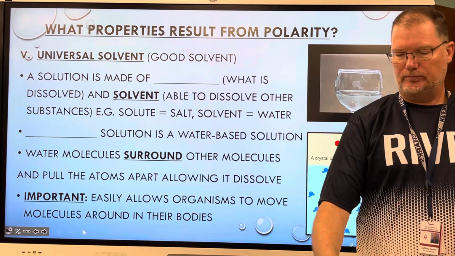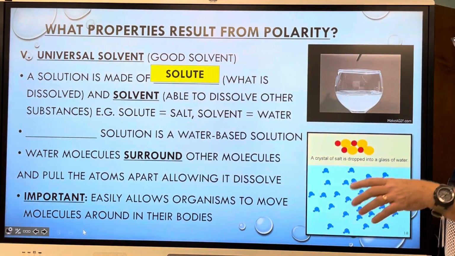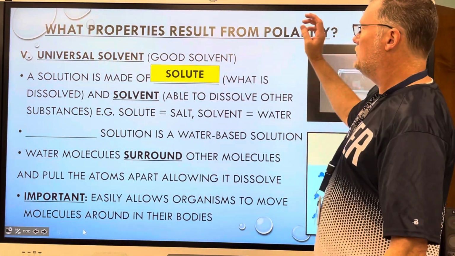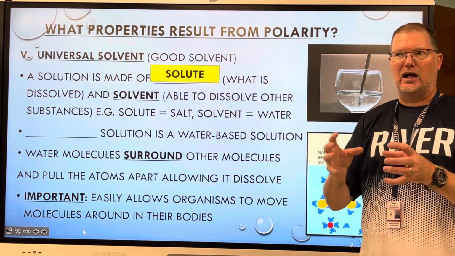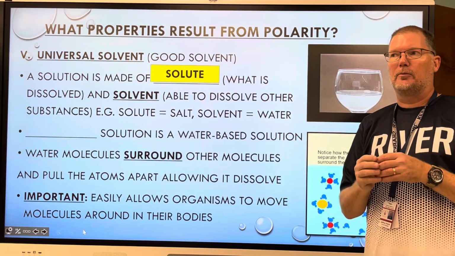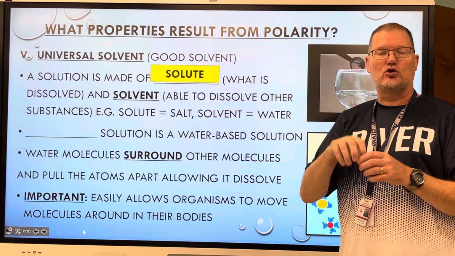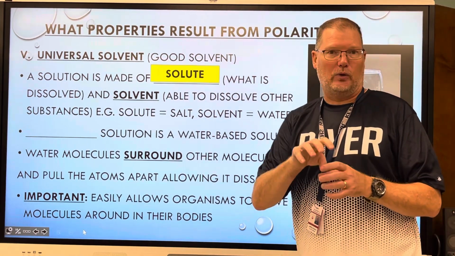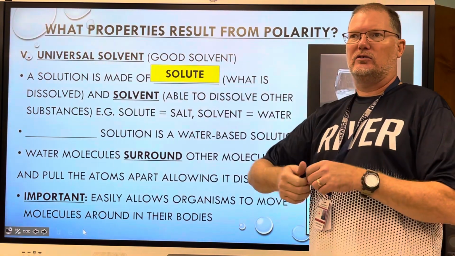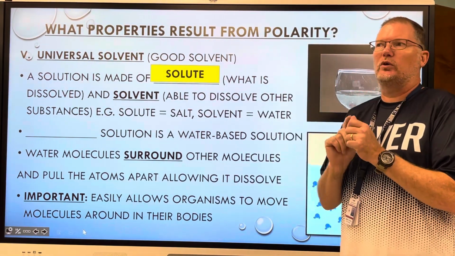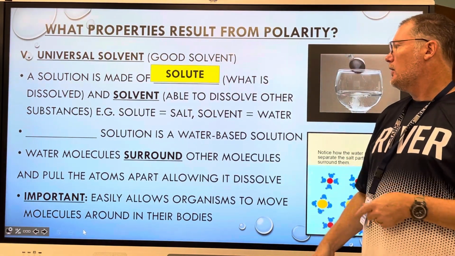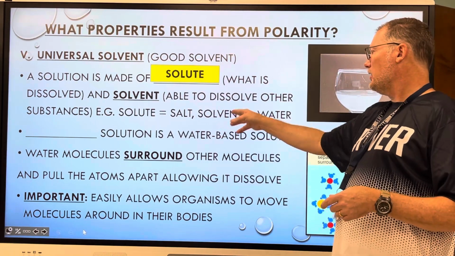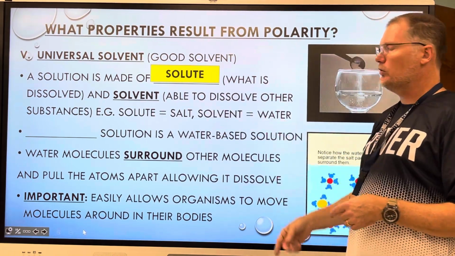A solution, and you should have learned a lot of these words in physical science, is made of a solute and a solvent. The solute is what's dissolved, like salt in water or sugar in your tea. The solvent is the liquid, in this case the water, universal solvent. That's what does the dissolving. So salt is the solute and water is the solvent. Okay.